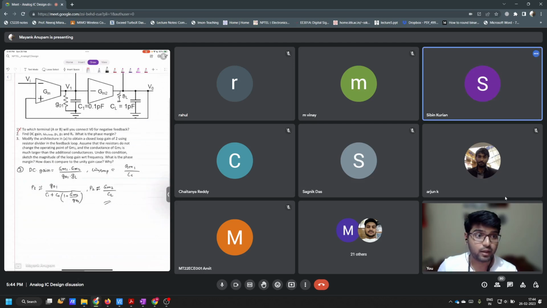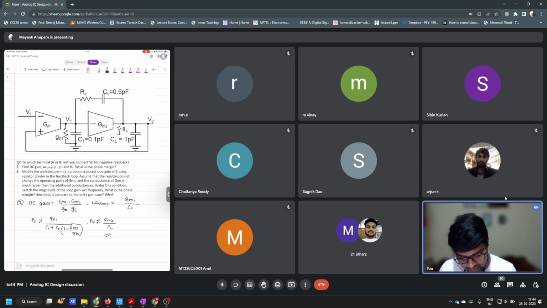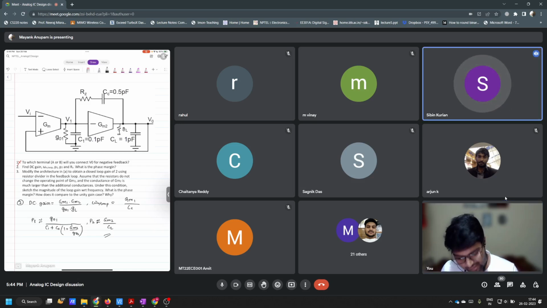One doubt. If we have some output load capacitance, won't that change the position of P2? Yeah, definitely it will change the position of P2. So for the questions, we have to consider the output capacitance and the output resistance, if there is, and the feedback loop, whatever be the gain for which the feedback loop is designed. Yes.